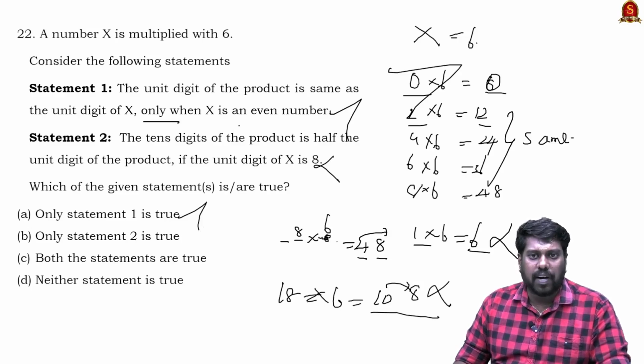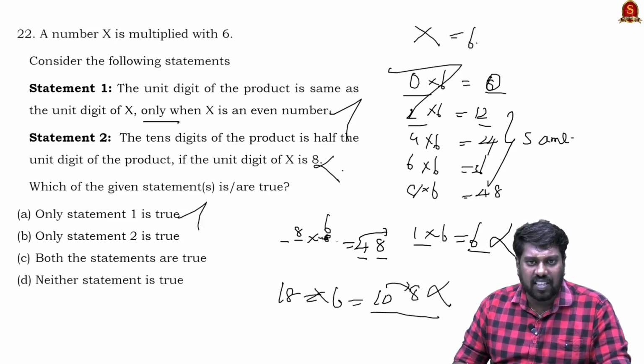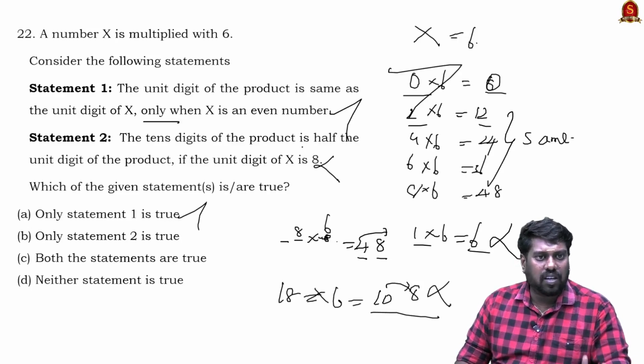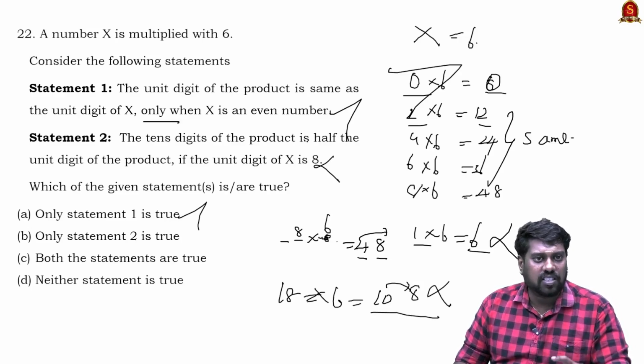This is a very simple pattern. See here, we are taking single digit numbers only. You just have to see whether your keyword understanding is correct or not. So that is the important instruction I am giving to you with respect to the question paper, right?